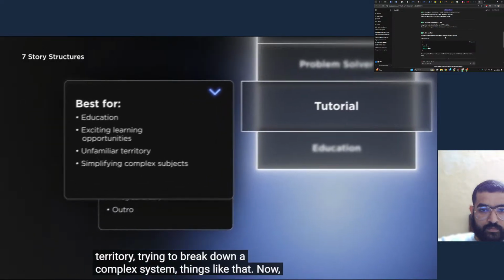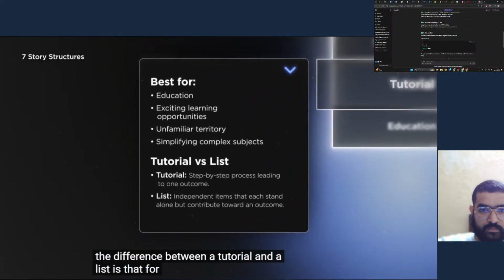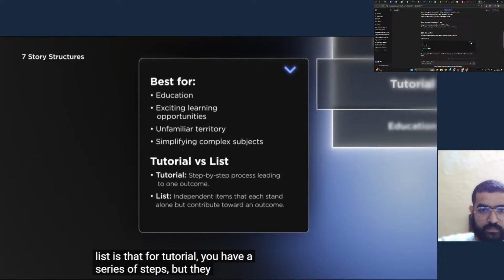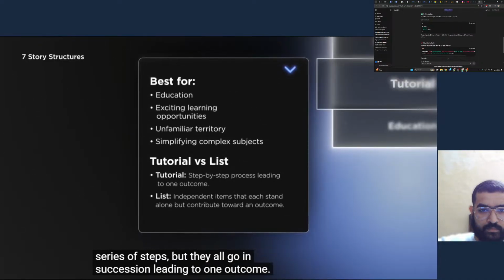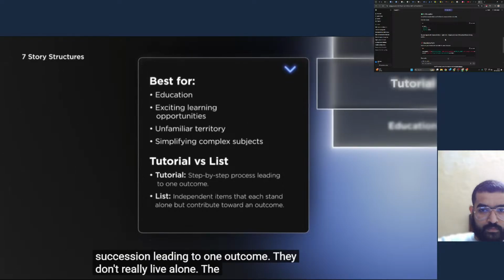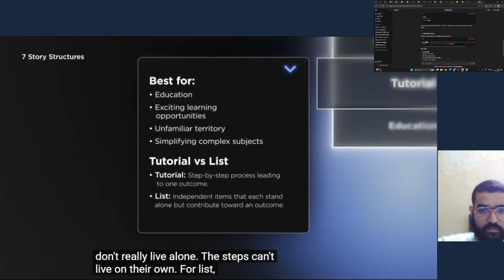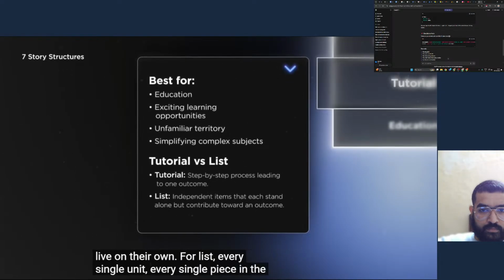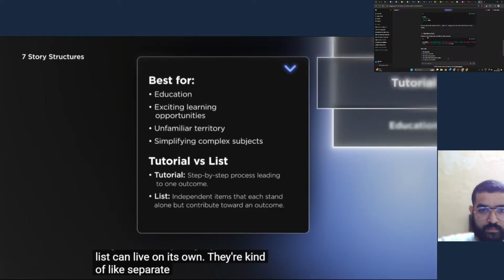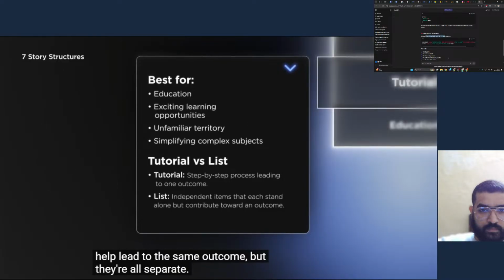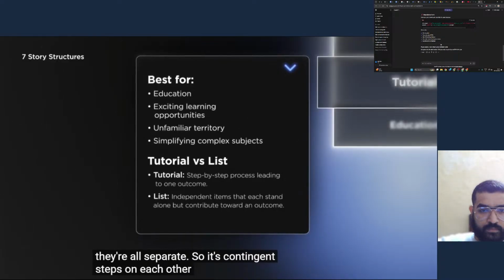Now, the difference between a tutorial and a list is that for a tutorial, you have a series of steps, but they all go in succession leading to one outcome. They don't really live alone. The steps can't live on their own. For list, every single unit, every single piece in the list can live on its own. So they're kind of like separate things. They can all help lead to the same outcome, but they're all separate. So it's contingent steps on each other and then separate.